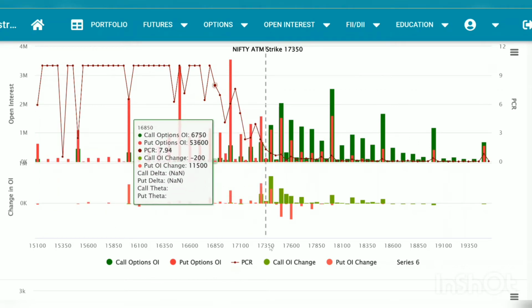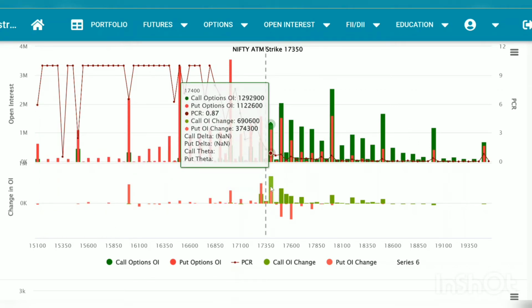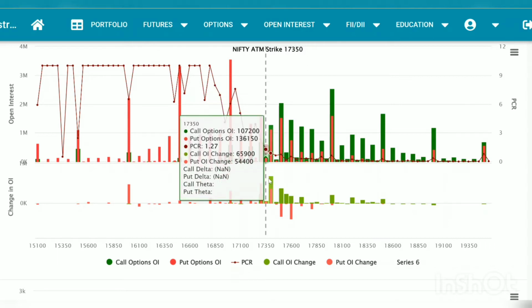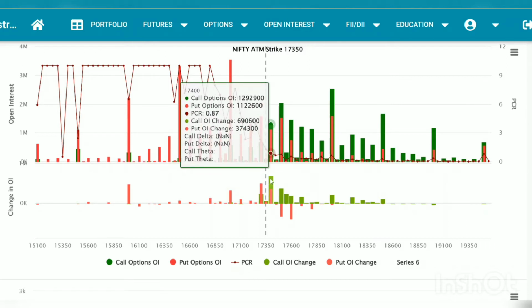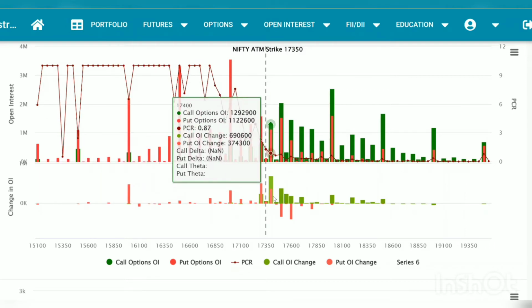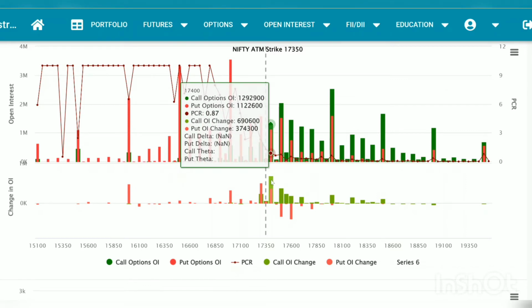So if we want to read it, let's look at the 17,400 option. So what it is saying, the green bar is more over here than the red bar, and it is taller, we can say, right? So 17,400 call writers accumulated on that particular day, on Friday. This data is Friday, right, as I said. So on Friday at 17,400, if you see, call writers increased.